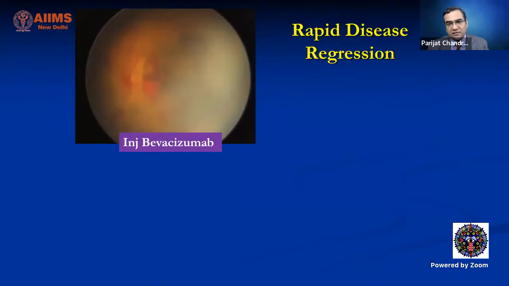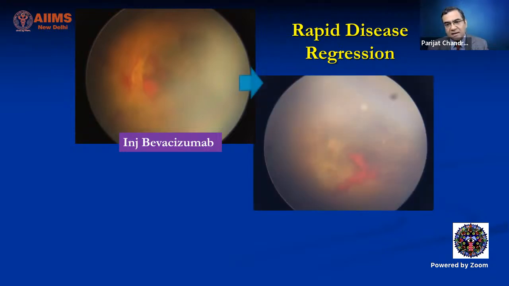Another huge advantage is rapid disease regression. What I'm trying to show you here is a zone 1 AROP, where you can see a small amount of neovascular tissue at the disc. It's actually a zone 1 posterior AROP. You can hardly see any retina there. So what is the use of lasering this whole eye when you get nothing out of it? If you inject this eye, let's see what happens.